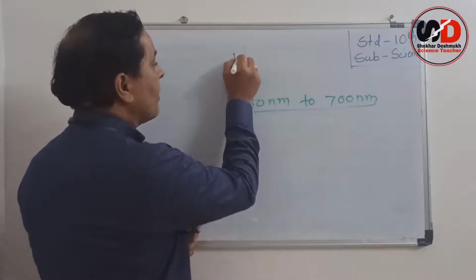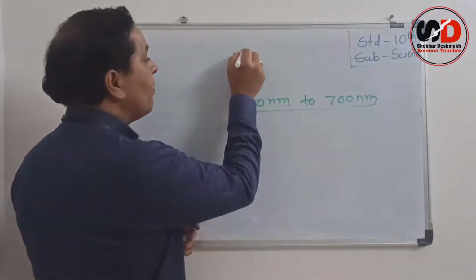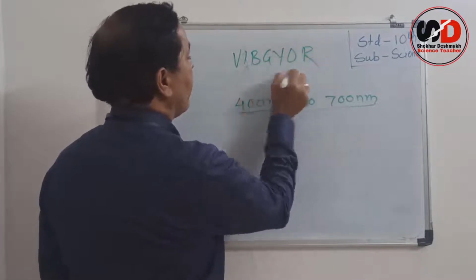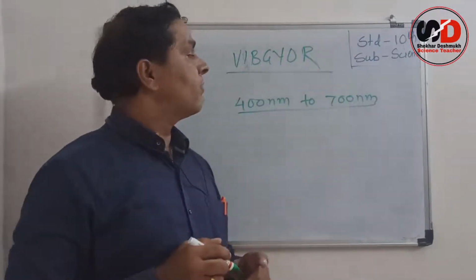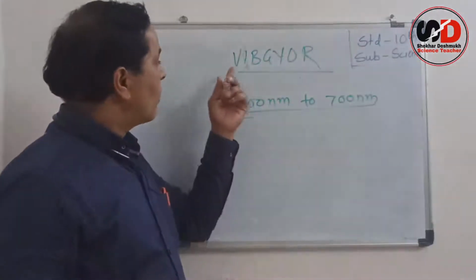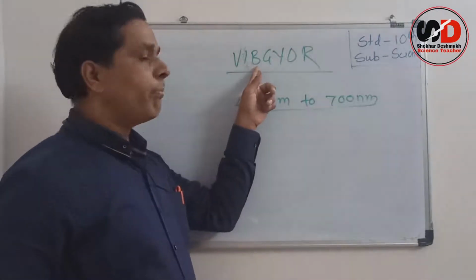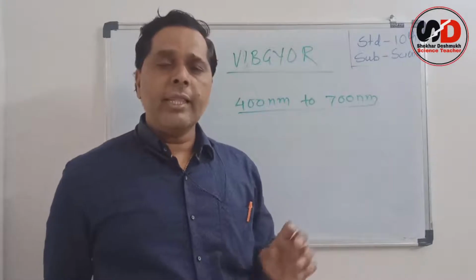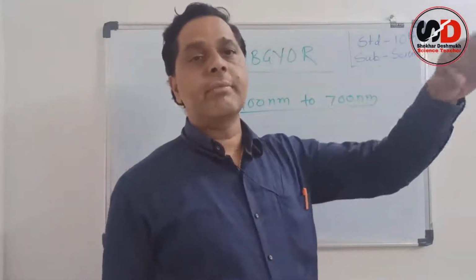A short form that we always give is VIBGYOR. That means these 7 colors we can see. What are these? Violet, indigo, blue, green, yellow, orange and red. And they are in the same sequence also.